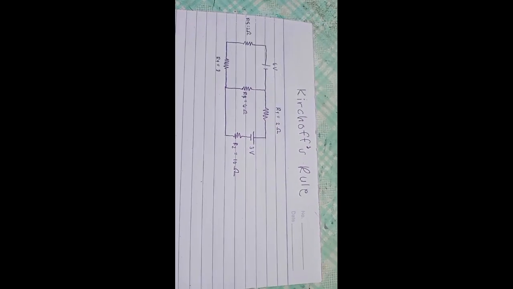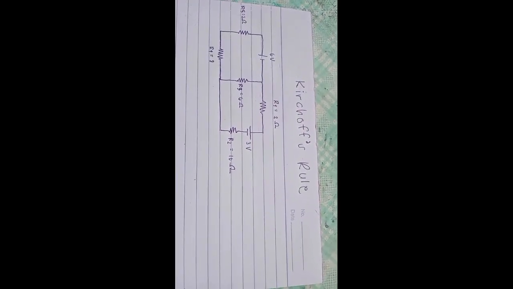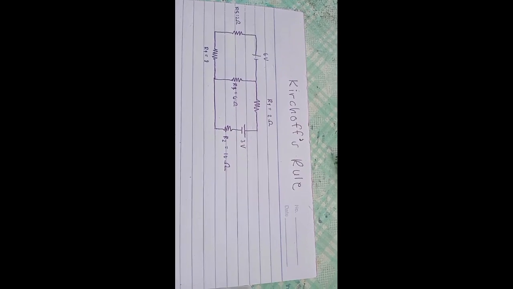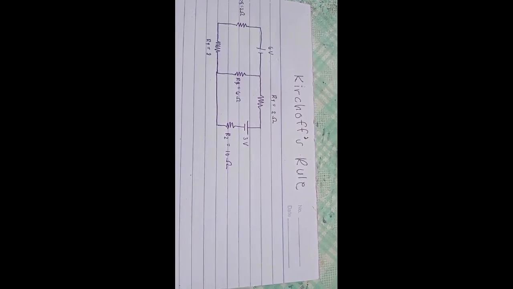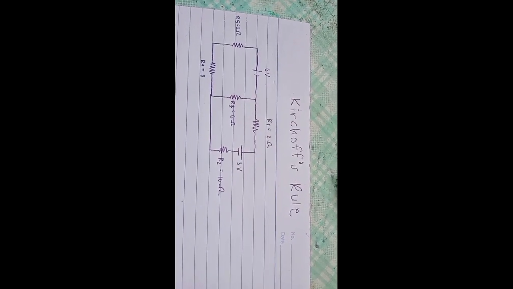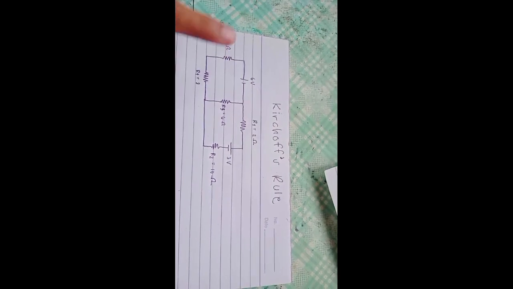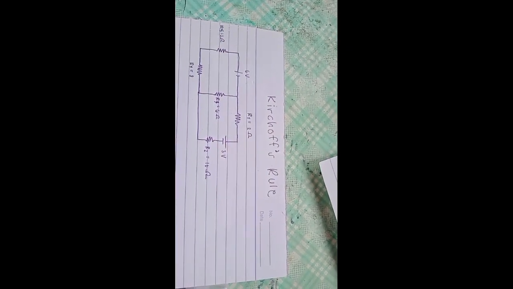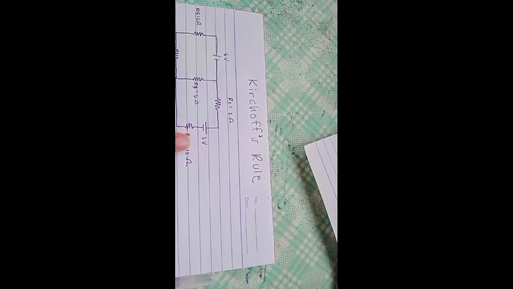We have some batteries, or supply batteries, or sources of electricity. So I'm going to show you the problem. So guys, this is the problem. We have R1, which is 2 ohms, R2 is 10 ohms, R3 is 6 ohms, and R4 is 8 ohms. And lastly, we have R5, 2 ohms. And we have supplies of electricity, which here are 6 volts and 3 volts.